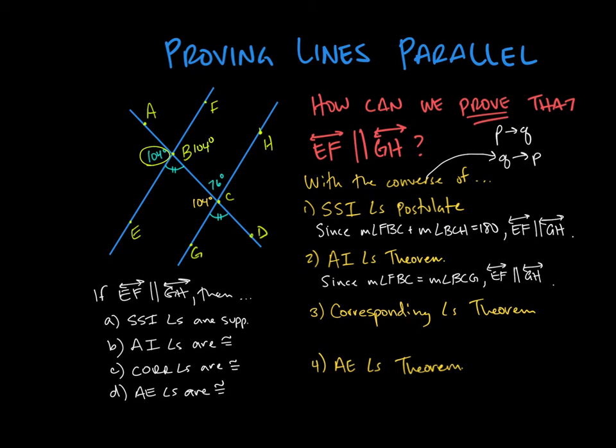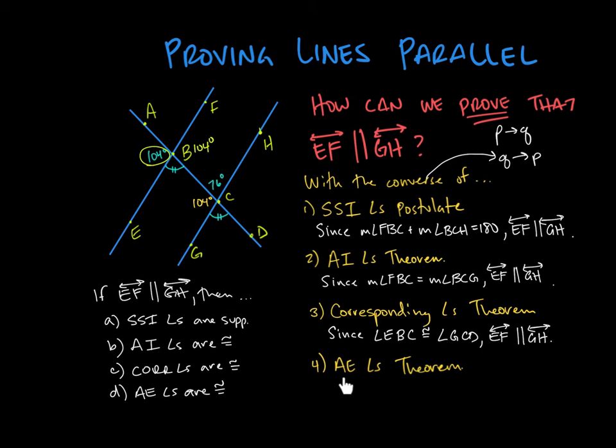And so I can say, since angle EBC is congruent to angle GCD, that would make line EF have to be parallel to line GH. So again, the two angles I'm talking about here are EBC, this angle, and GCD, this angle right here. Since they're congruent, the lines have to be parallel by the converse of the corresponding angles theorem.